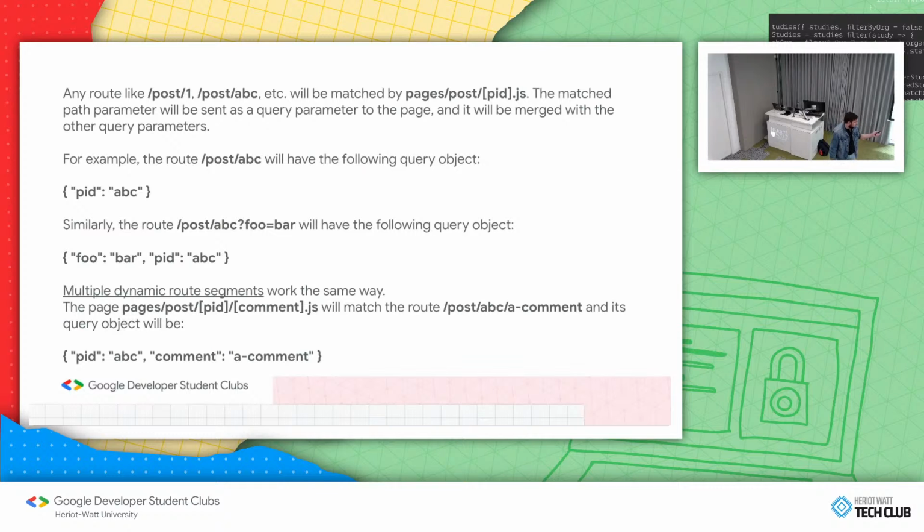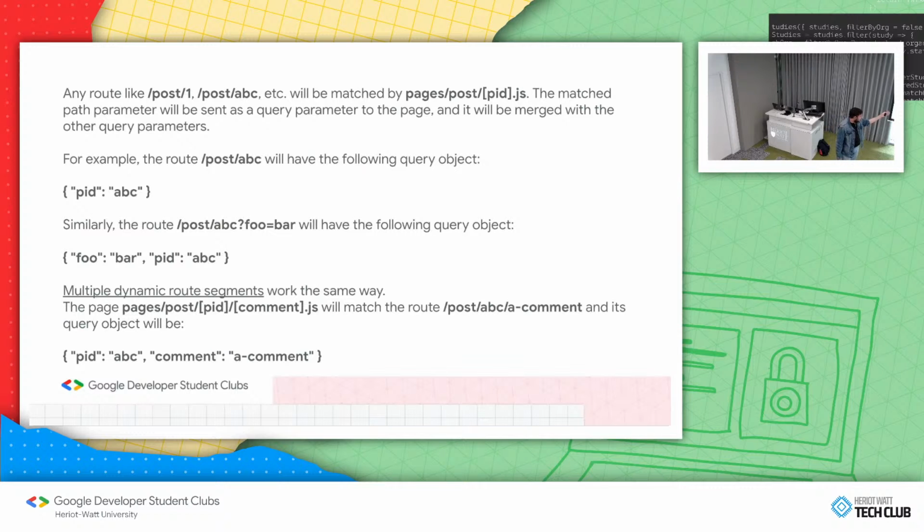So suppose someone visits /post/abc/a-comment, for example. This is the object that will be returned. You can see it on screen. pid, again, is abc since we are visiting /post/abc. Now, if you were visiting /post/def, for example, instead of pid being abc, it will be def. So it corresponds to whatever URL you are currently visiting.